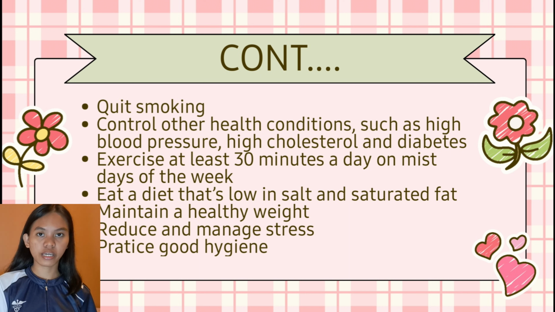Other heart conditions can't be prevented anymore, but there are still some that we can prevent by changing our lifestyle in order to become healthier and free of cardiovascular diseases. These include quitting smoking, controlling other health conditions such as high blood pressure, high cholesterol, and diabetes, exercising at least 30 minutes a day on most days of the week, eating a diet that's low in salt and saturated fat, maintaining a healthy weight, reducing and managing stress, and practicing good hygiene. So these are some of the ways we can prevent heart diseases.